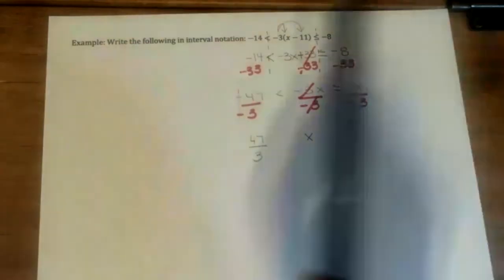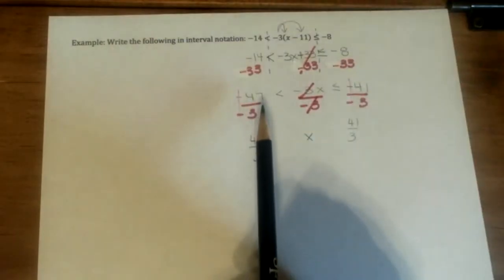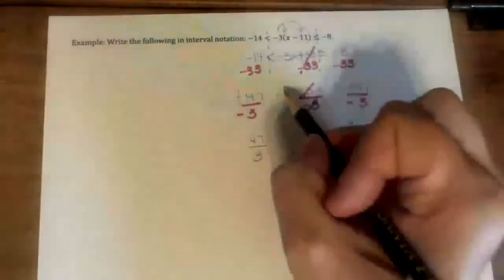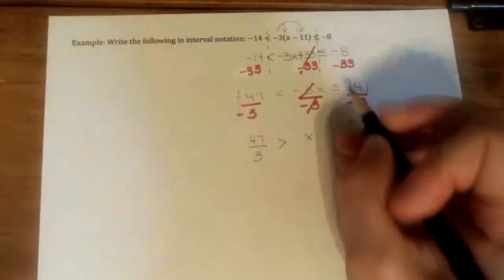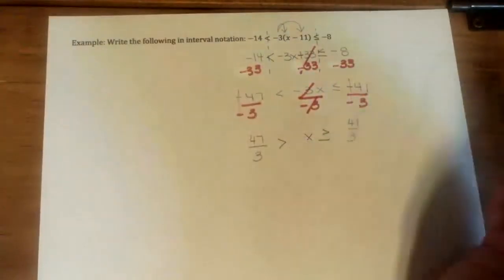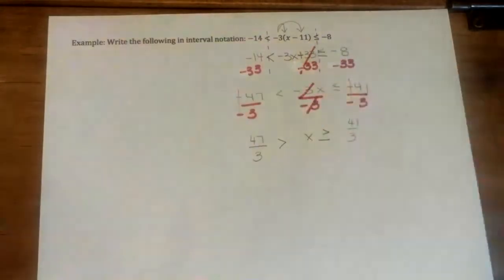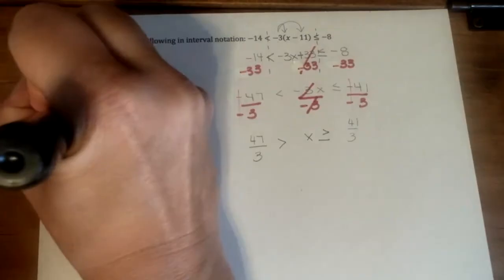So notice I left out my signs. We divided by negative 3. What happens whenever you multiply or divide by a negative number? Flip the sign. So we have to flip our sign. So instead of being less than, it'll now be greater than. Instead of being less than or equal to, it'll now be greater than or equal to. Notice that our numbers went from negatives to positives, so that's why we have to flip it. So let's write that. Remember to flip the sign.